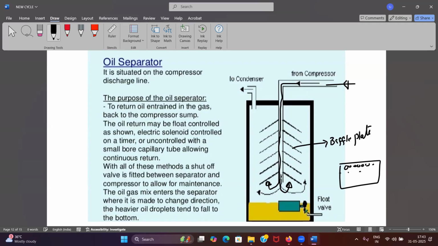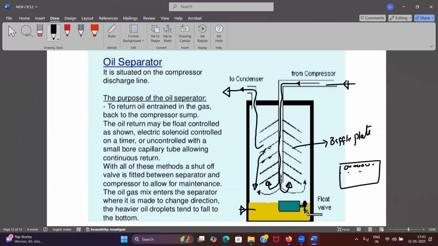So when these vapors hit these perforated plates and move up, whatever oil will be there will condense and stick to the surfaces of these plates. Then obviously gravity will do its work, it will fall down, okay, and it will accumulate at the bottom. All right, and your refrigerant vapors will go to your condenser.